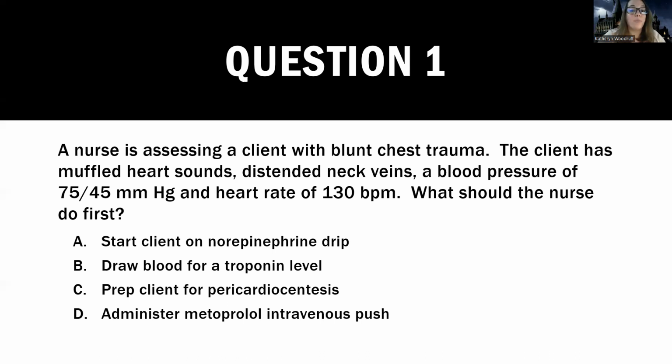What's the actual problem here? If you know what's going on here, these all are the hallmark signs of a cardiac tamponade. The muffled heart sounds, distended neck veins, low blood pressure, and high heart rate. The only way to fix cardiac tamponade is to relieve the pressure from the fluid accumulation around the heart with a pericardiocentesis. So C is the best answer here because it's going to get to the bottom of the problem. It's the most direct.